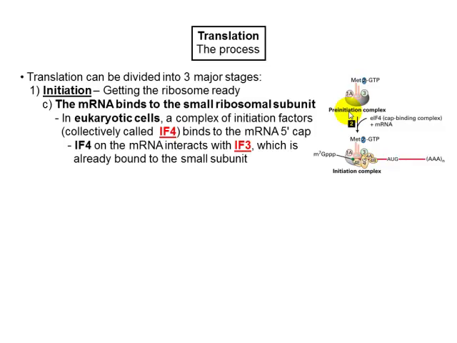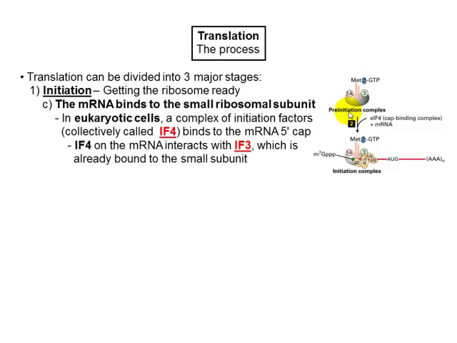So for the initiation, you have to get, again, the ribosomal subunits ready. So you have here the messenger RNA that will bind to the small ribosomal subunit, just like it did in the prokaryotes. So now in the eukaryotes, you have this complex formation also of initiation factors. You don't have a particular initiation factor that is more important than another like you had in the prokaryote. Here you have a collective amount of initiation factors that's called IF4.